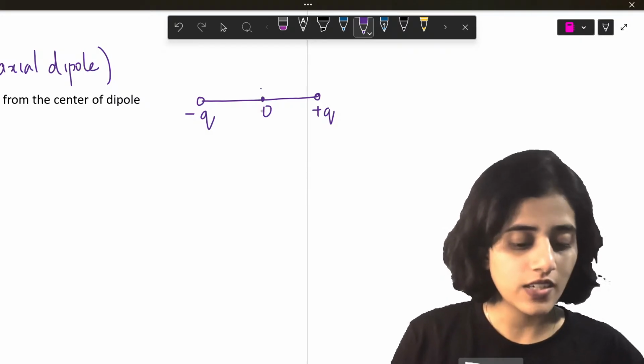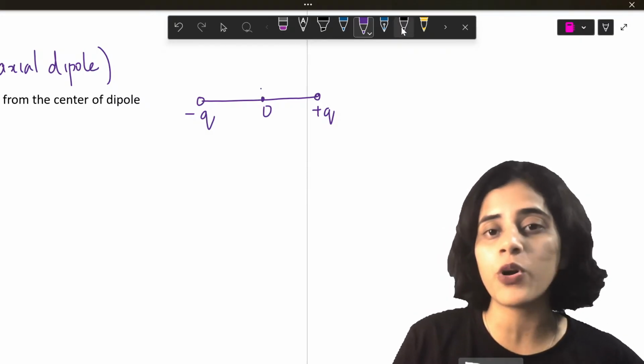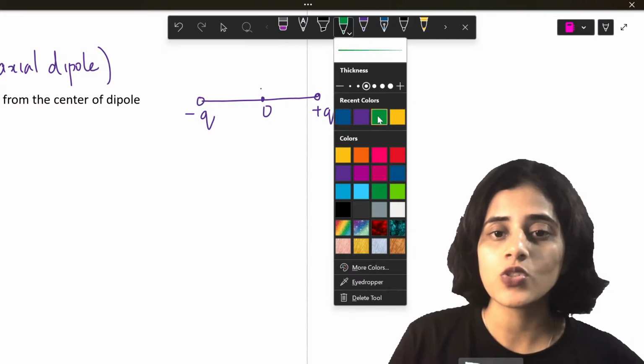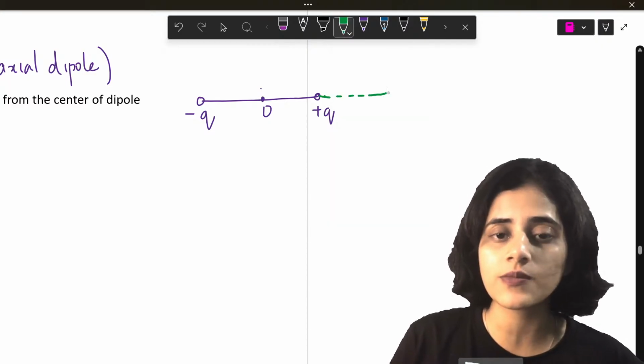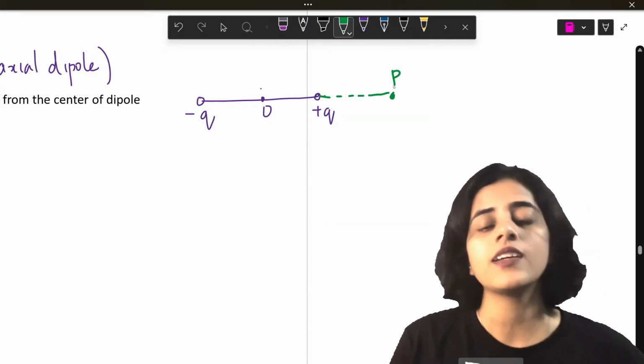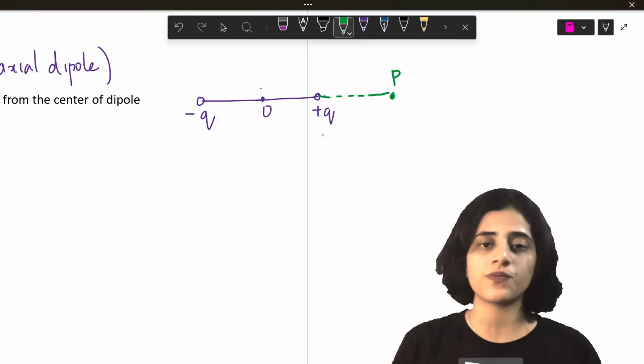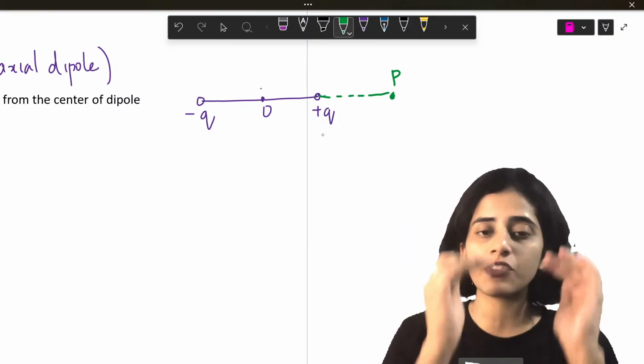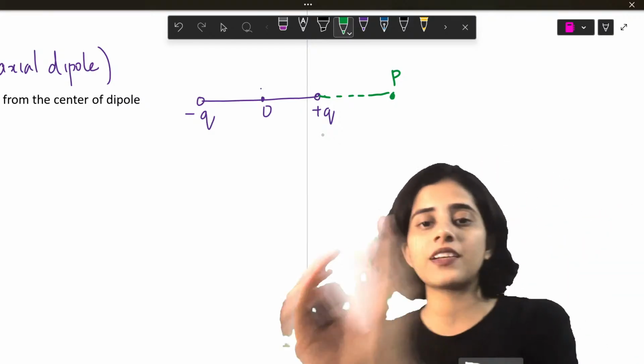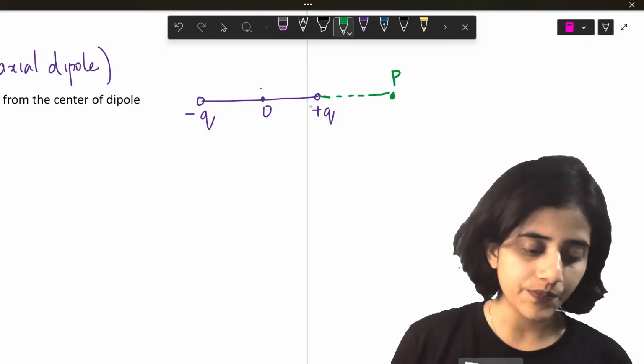What else do you need? You need to find out the electric field at a point on the axis of the dipole. So along the axis, I'll take a point P. I have to find out the electric field at point P. That is my question. Is the question clear to all of you? I have the violet colored dipole. I have to find out the electric field at point P.